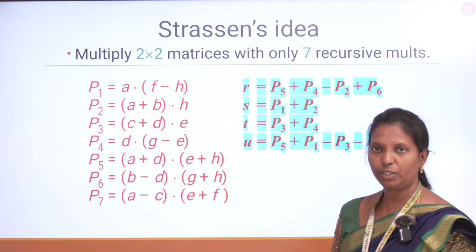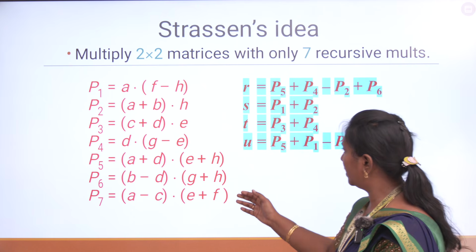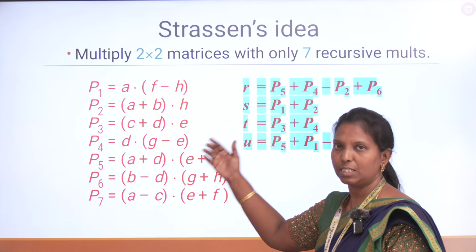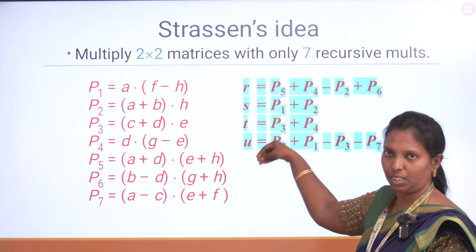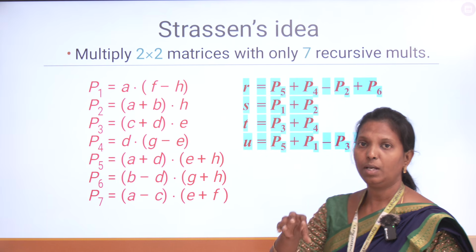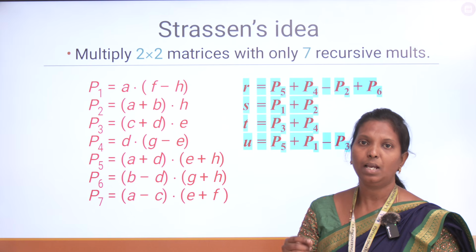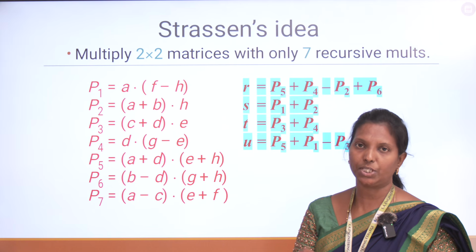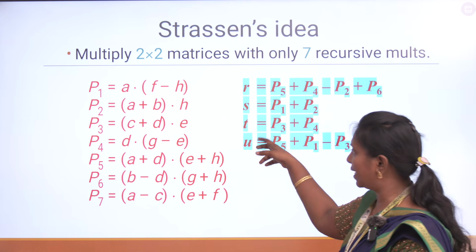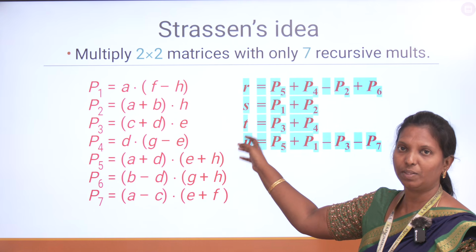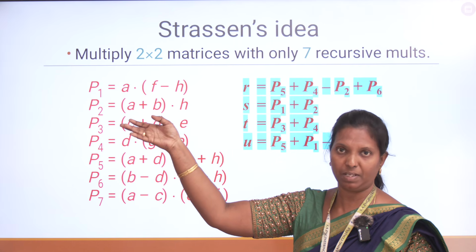And here I am showing you the entire calculation for R, S, T, U. How P1 to P7 work in calculating R, S, T, U should be noted down, because you can expect GATE questions from Strassen multiplication. If you know these P1 to P7, you can straight away calculate R, S, T, U in the simplest form instead of using ordinary matrix multiplication.